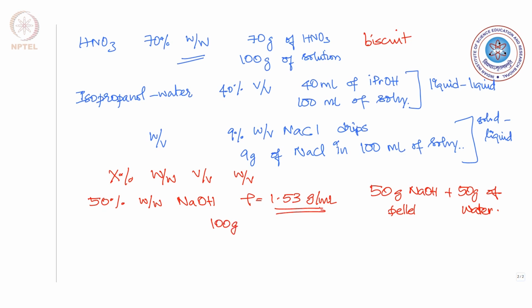the density is 1.53. So, the overall volume is going to be 100 divided by 1.53, which is approximately equal to about 66 ml. So, now when you go back and do the calculation of how a 50% weight by weight transpires into weight by volume, you are going to have 50 grams per 66 ml of solution. This roughly translates to something like 76% weight by volume. So, one has to be extremely cautious.